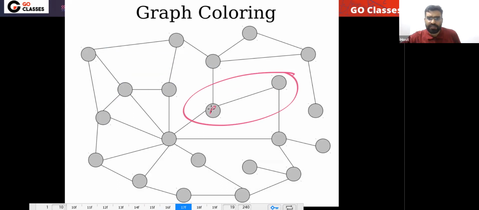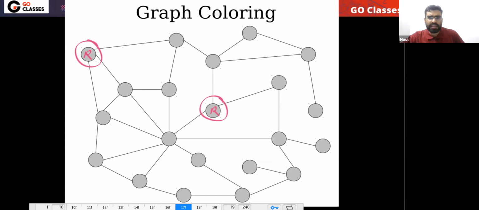For example, if I give red color to this vertex, then I should not give red color to its neighbor, because they are adjacent. So adjacent vertices should get different colors. If I give red color here, green color here. But remember, I don't care about non-adjacent vertices. For example, this vertex and this vertex are non-adjacent. So if I give red color here, I can give red color here, or I can give green color here. That is my choice, whatever I want to do. This is the idea.